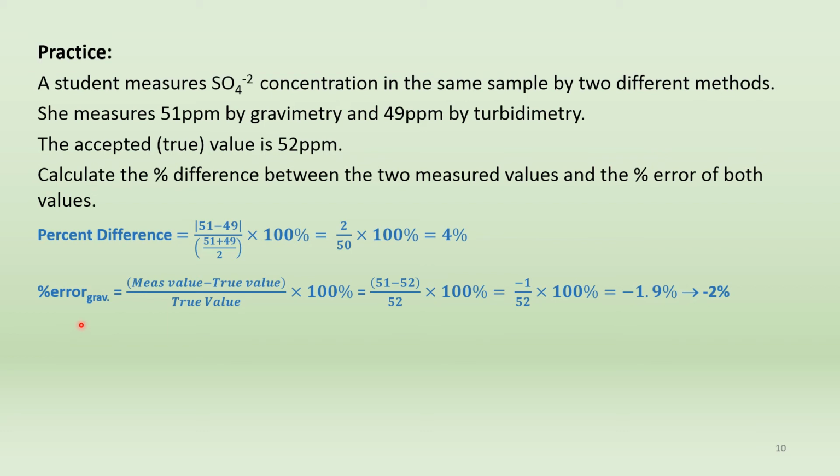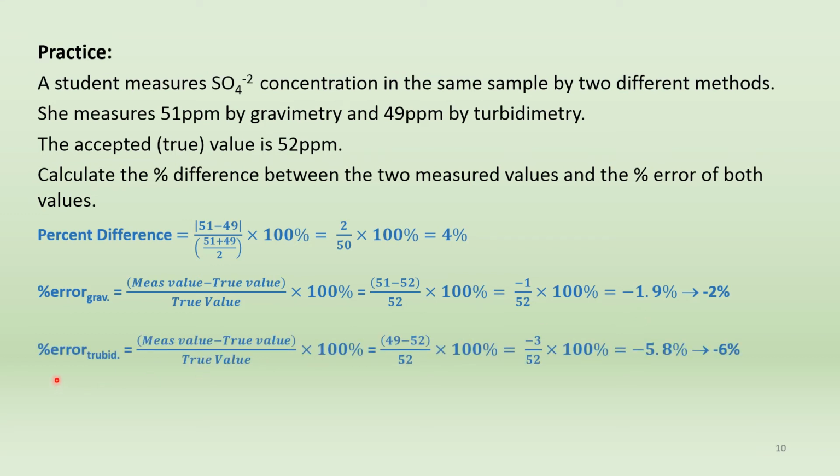For the percent error on the gravimetry: measured minus the true, over the true. The measured was 51 by gravimetry, less the true value of 52. The difference is -1, that's the absolute error, divided by the true value times 100 gives you the relative error of -1.9%. The percentage error, or relative error, for turbidimetry is done the same way.